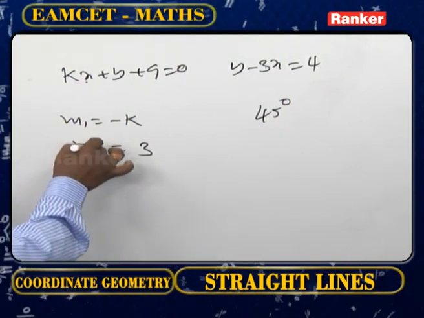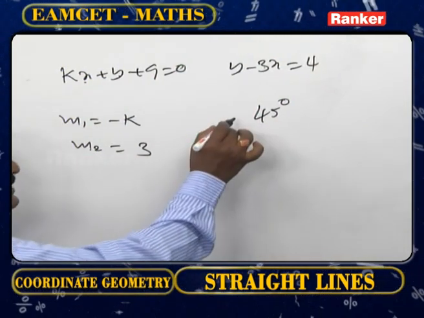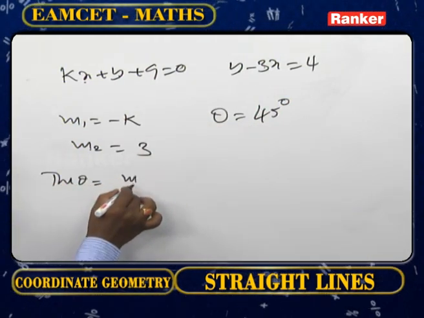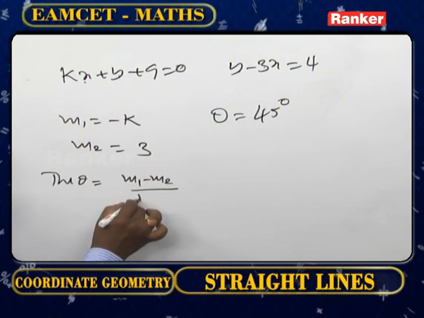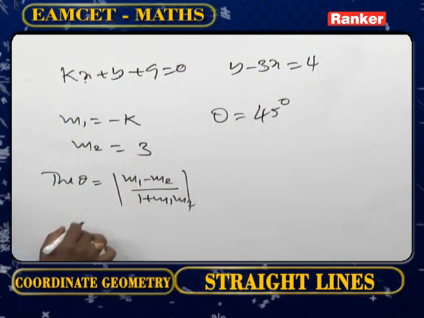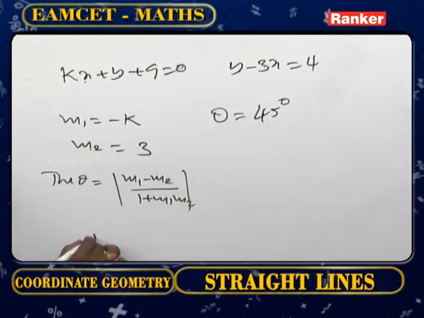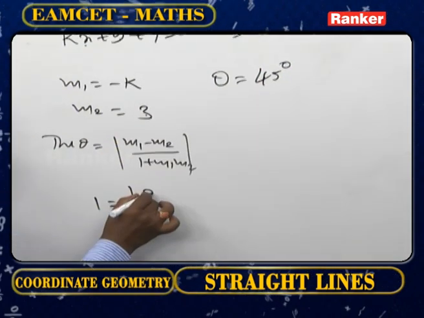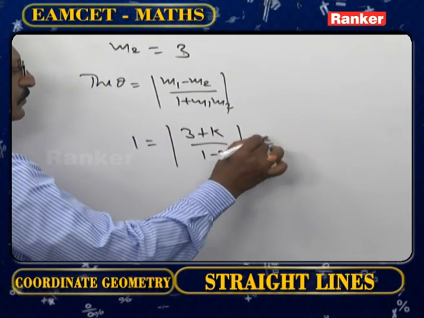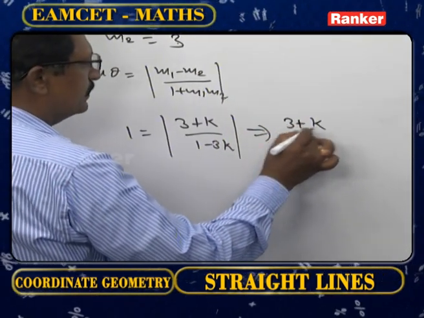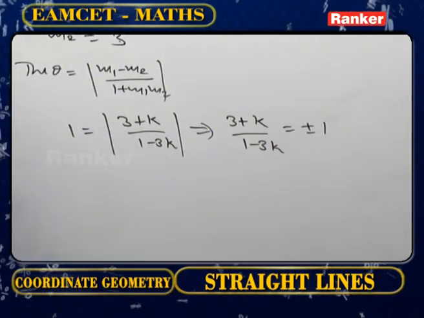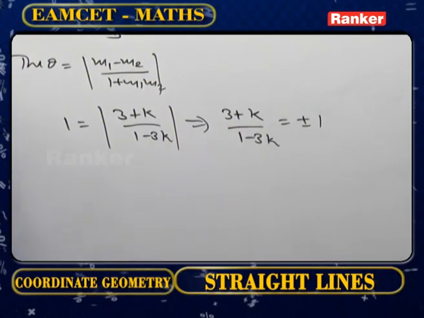Now m1 and m2 are the slopes of two lines and the angle between the two lines is theta. Then tan theta equals |(m1 - m2) / (1 + m1 m2)|. Now theta is given as 45 degrees, so tan 45 = 1 equals |(3 - (-k)) / (1 - 3k)|, that is |(3 + k) / (1 - 3k)|. Now removing the modulus, we get (3 + k) / (1 - 3k) equals plus or minus 1.